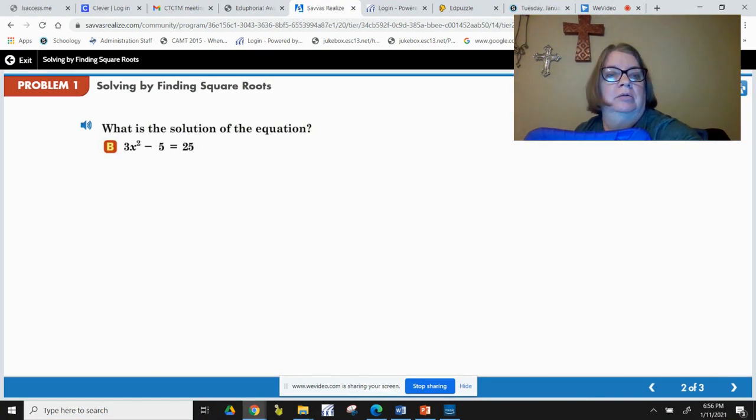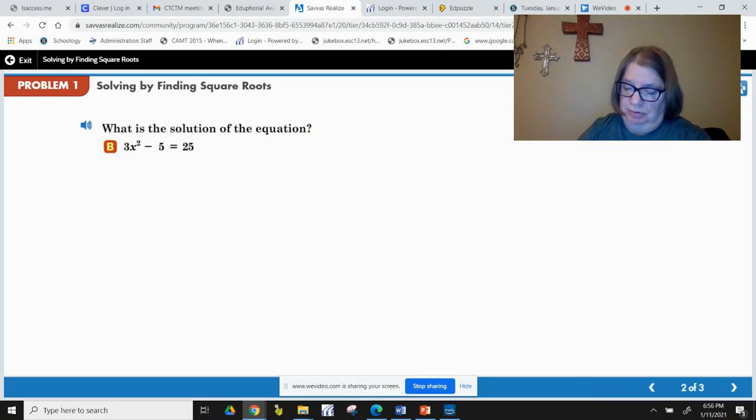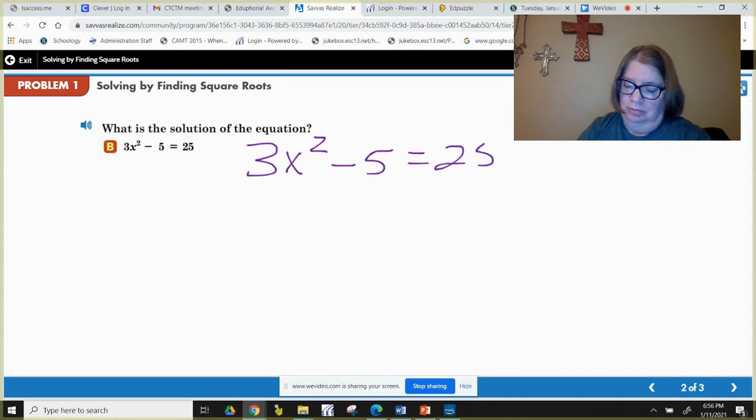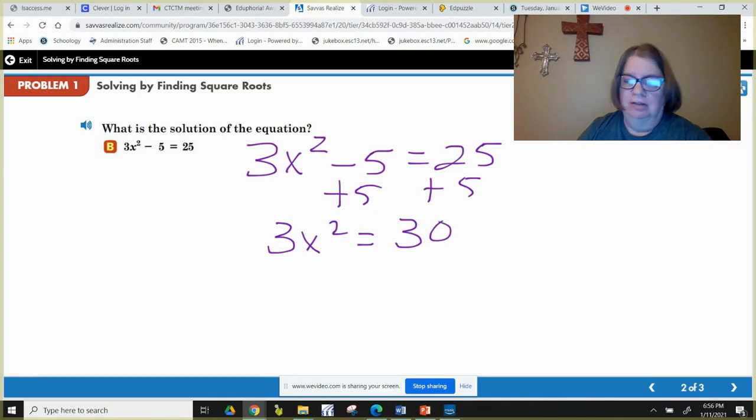Next, 3x squared minus 5 equals 25. We can do this one the same way. We can just find the square root because there's no x term, so we don't have to worry about solving a quadratic. Add 5 to both sides. 25 plus 5 is 30. Working to get the x squared by itself, divide by 3, divide by 3.